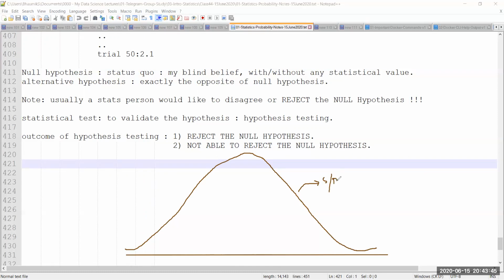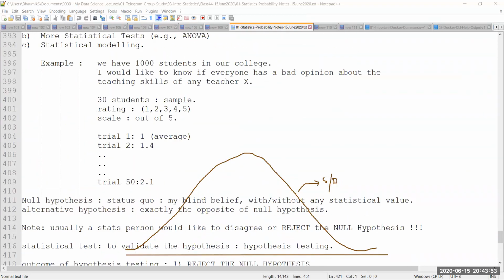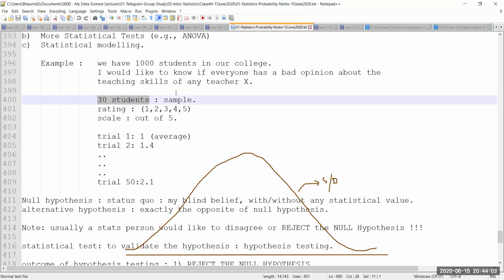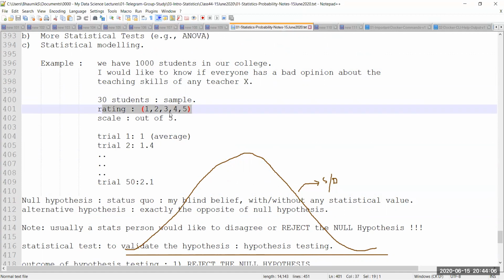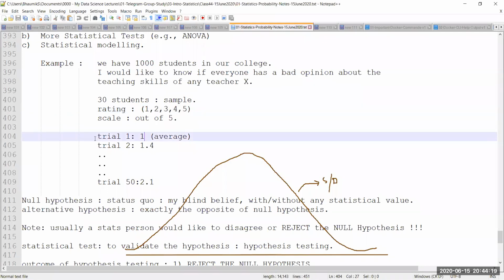Okay, so this is the sampling distribution, and how we are taking it is something that we have already seen, right? Earlier, we have already seen how we are taking it. We have 1,000 students. We would like to know if everyone has a bad opinion about the teaching skills of a particular teacher X. Then I did 50 trials. Each trial had 30 students randomly chosen. And then I gave them a question. You have to rate Mr. X within one value. Out of 5, you take one value out of this range of 5 values, and you give him the answer. So you have to decide whether the person is really good or not.